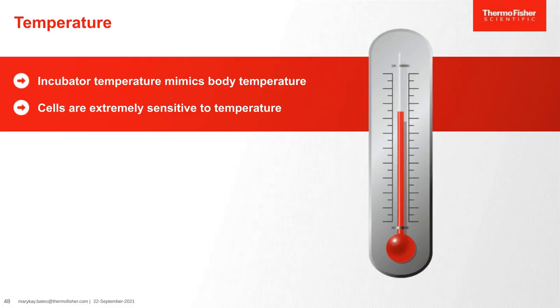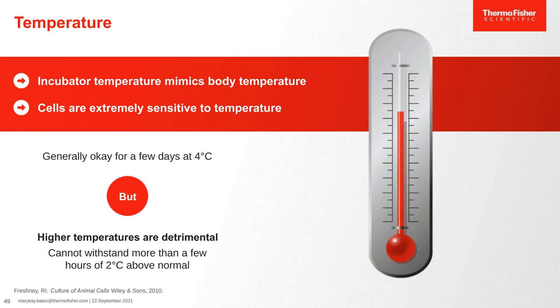So temperature, of course, is the place to start. And incubator temperature obviously mimics body temperature, and cells are extremely sensitive to temperature. Most cells are okay when stored for a few days at 4 degrees, so lower temperatures just kind of slow everything down, but higher temperatures are detrimental to cells, and most cells can't withstand more than a few hours of 2 degrees Celsius above their normal temperature. But for these sensitive cells that we're talking about, even a few hours of 1 degree above normal can result in cell death. So temperature is a critical component of the incubation conditions.